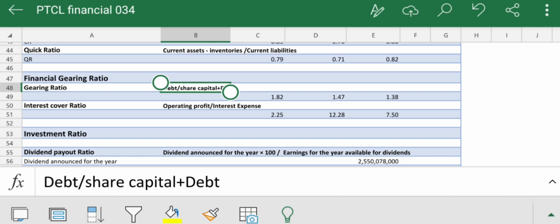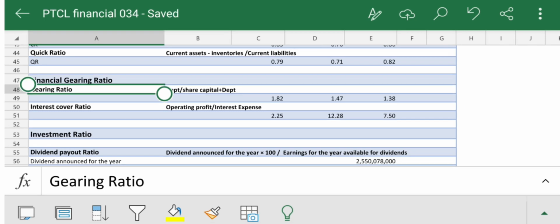Firstly, we discuss the gearing ratio. The formula of the gearing ratio is debt divided by share capital plus debt. In 2020, PTCL is 1.38 times able to pay its debt. In 2021, 1.47. In 2022, 1.82 times.